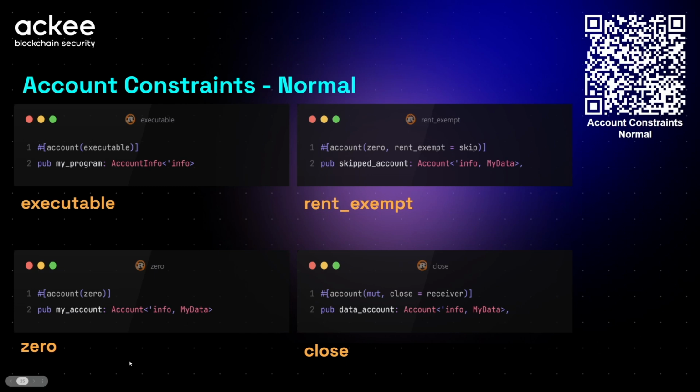Then there is zero, which tells that it won't perform the discriminator check. This is also not that common a constraint.